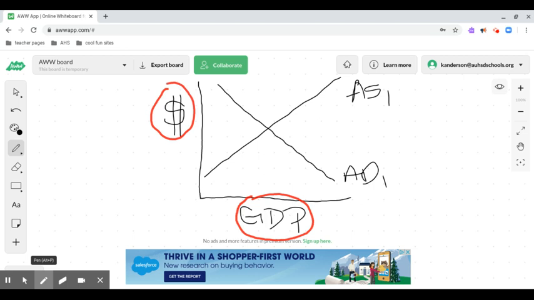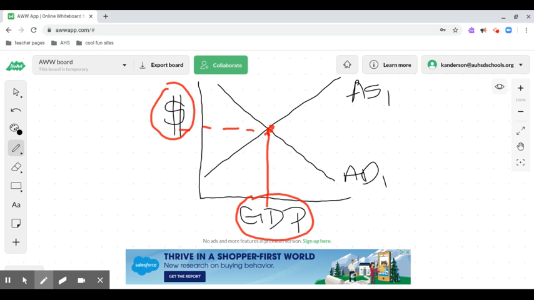So aggregate demand and aggregate supply together can affect the overall price level in our economy. And when those two curves shift, they have an impact on GDP. All right, this point in the middle is equilibrium. That's the price at which aggregate demand and aggregate supply meet.